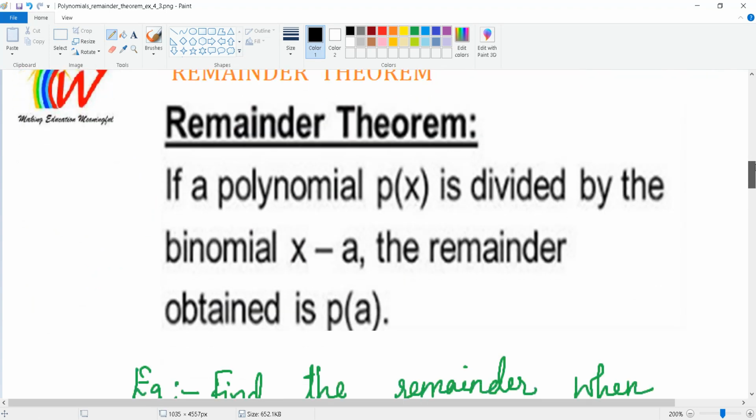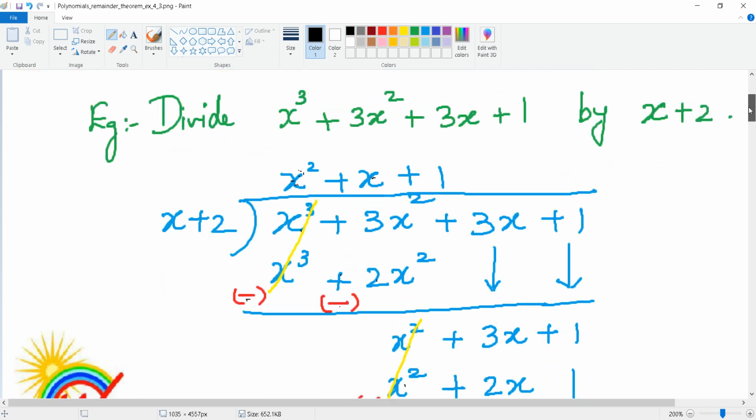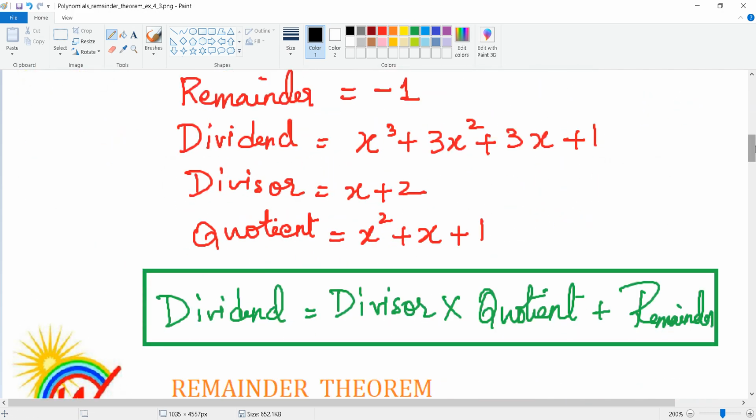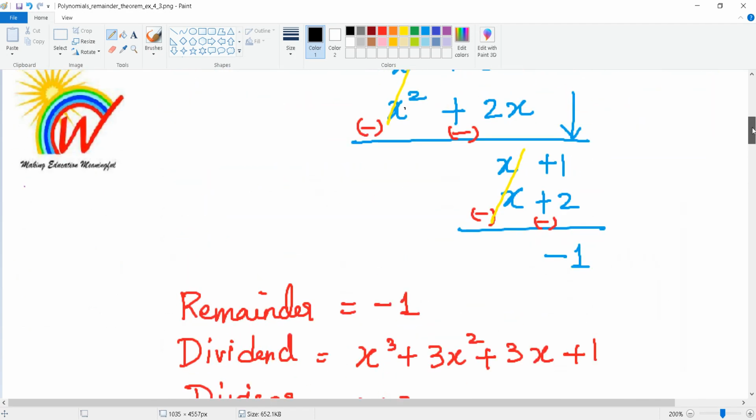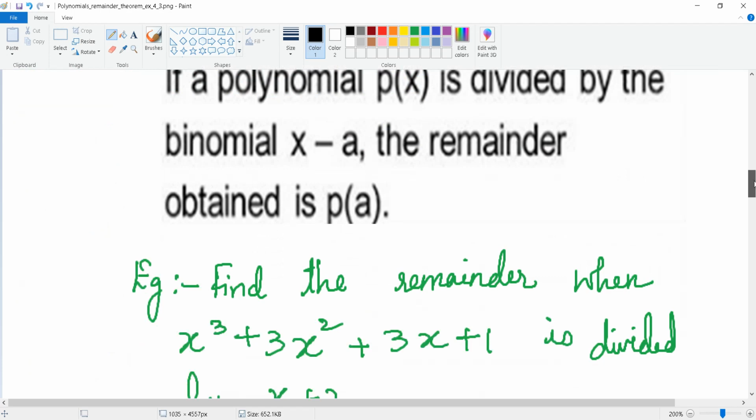So remainder theorem, first we will learn the statement. It's better to memorize this statement. Okay, if a polynomial p of x is divided by a binomial x minus a, the remainder obtained is p of a. See, if you have some polynomial, like in the previous case we had x cube plus 3x square and so on, right? So that could, let's say, be divided by some binomial x minus a. So in this case, x minus a was x plus 2 in the previous question, right? So I'll explain it with the same question. Okay, and what remainder do you get?